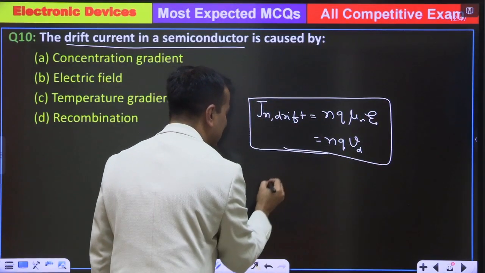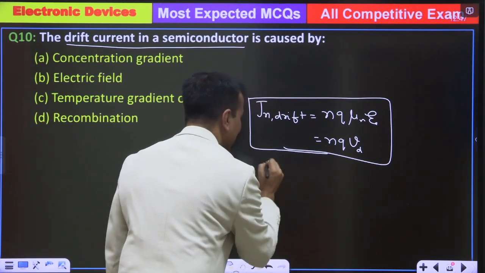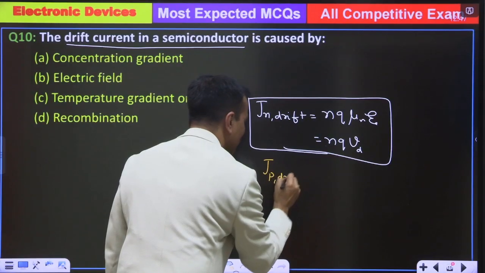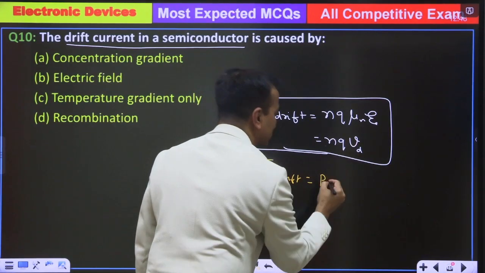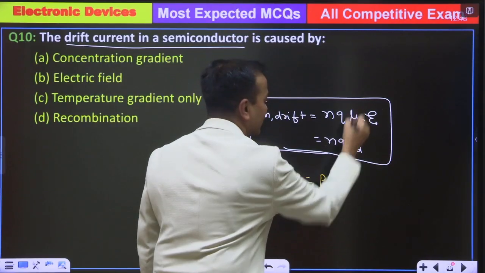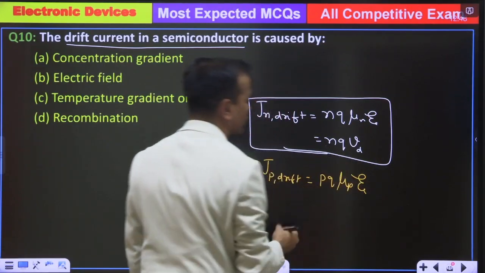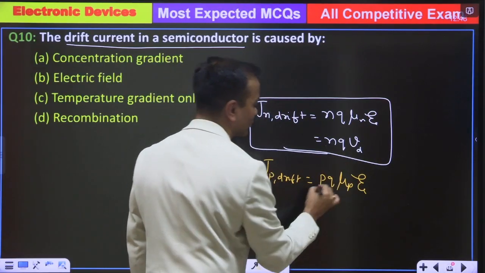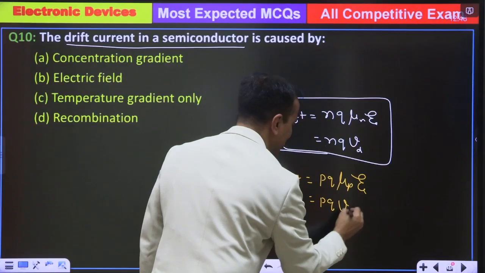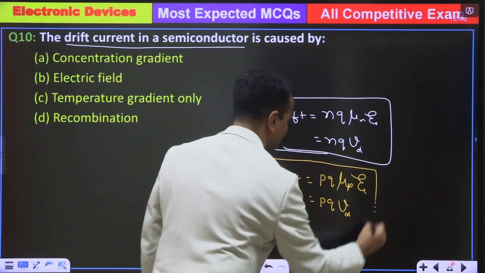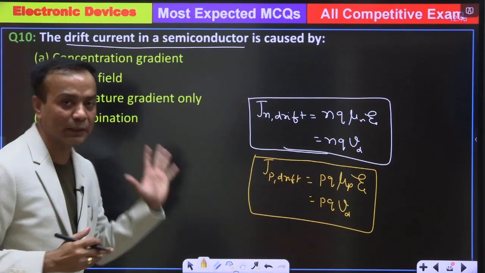Similarly, for the P type of semiconductor, this can be written as Jp drift. So what will be changed? This n will change to p, q will be as it is, mu n will change to mu p, E will be common to both. So like that we can write it here, or simply we can write p q into Vd also. So from this formula we can easily say about their dependency.